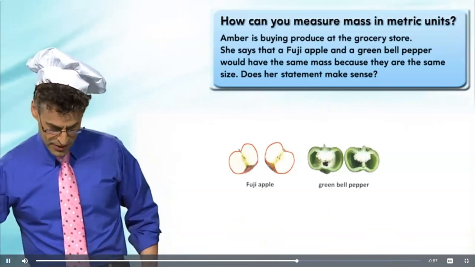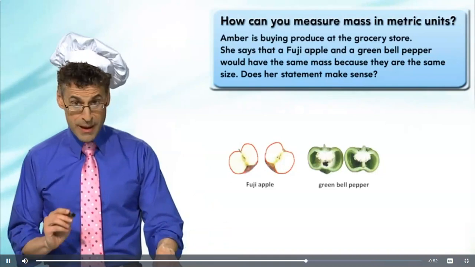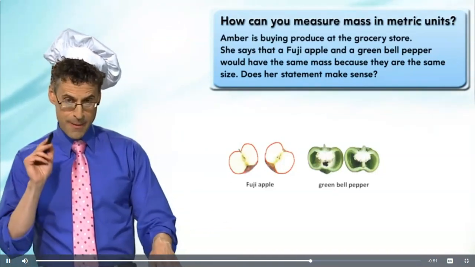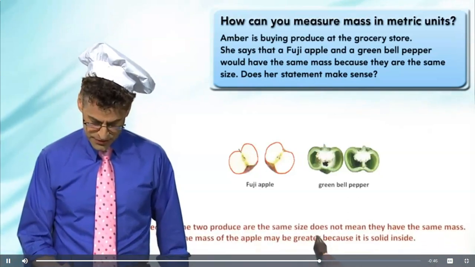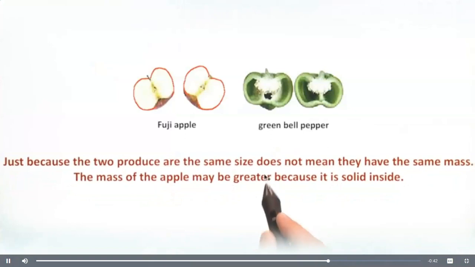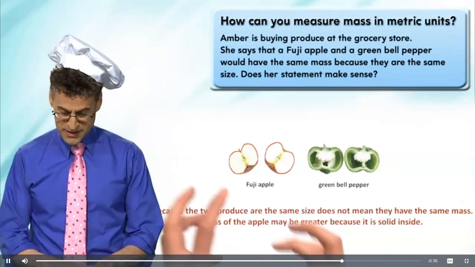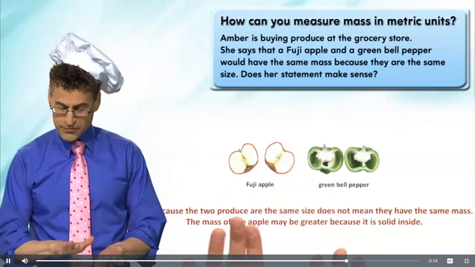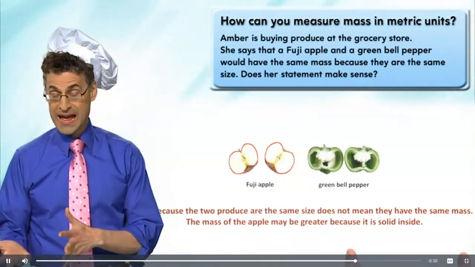And so what we can conclude is that while Amber had a really good type of thought, she has to remember that, in fact, when we're talking about mass, it's not just size. So just because the two produce are the same size doesn't necessarily mean they have the same mass. In this case, the mass of the apple may be greater because it's solid inside. So very tricky to realize that there's a difference between size and mass.